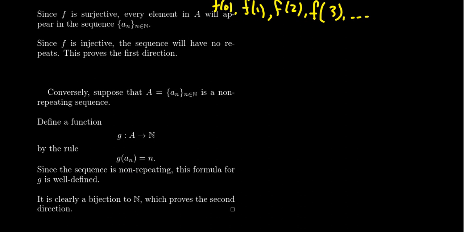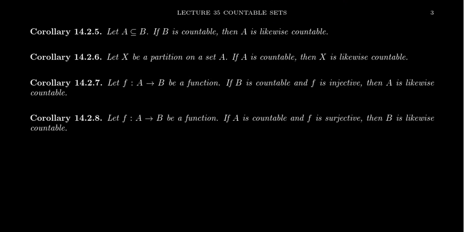So the moral of the story of theorem 14.2.4 here is that if you can list the elements of the set, that makes it countable. And in particular for countably infinite sets, that would be an infinite sequence in that situation. So with that in mind, I want to present to us some corollaries for which I'm not going to prove any of these four corollaries. I'm going to leave these as exercises for my students.